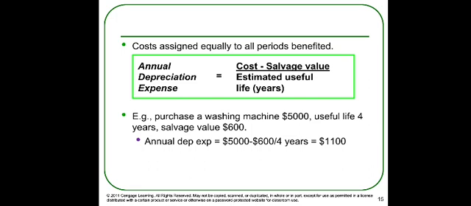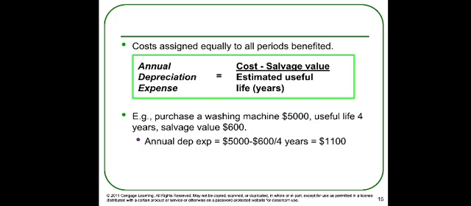There are several methods that can be used to calculate depreciation, but here we will cover only one method, which is the straight line method. When you want to calculate the depreciation using the straight line method, the formula is in the green box here. The formula is cost of the asset minus salvage value, divided by the useful life of the asset.